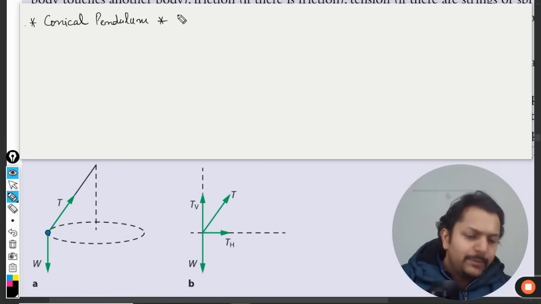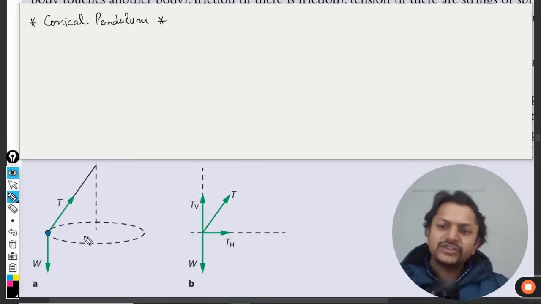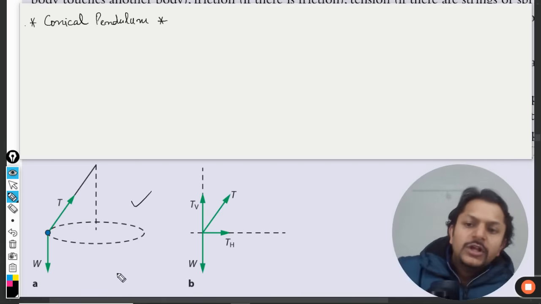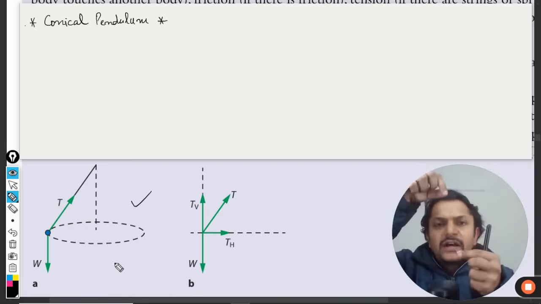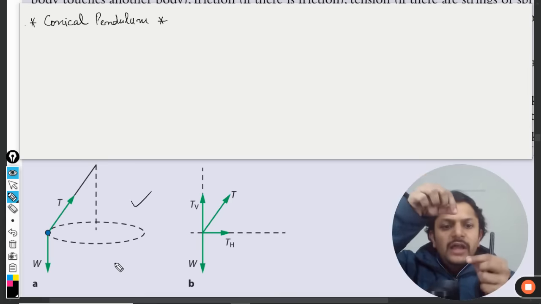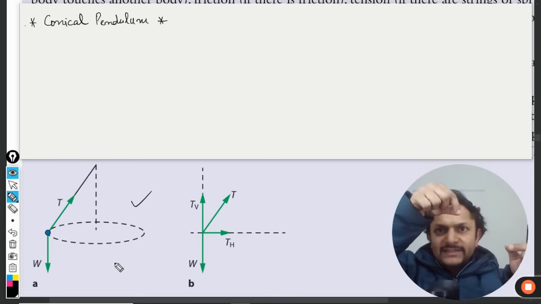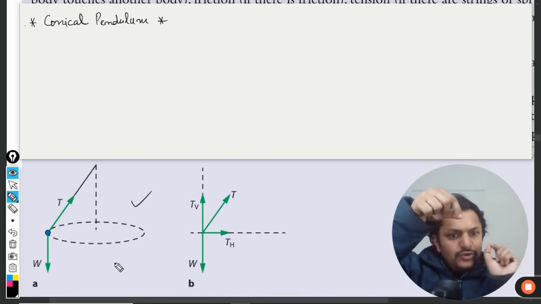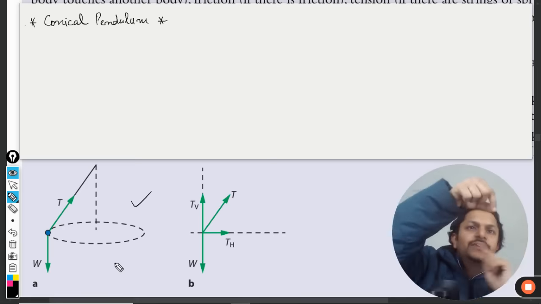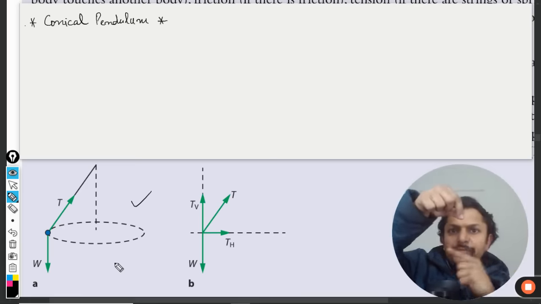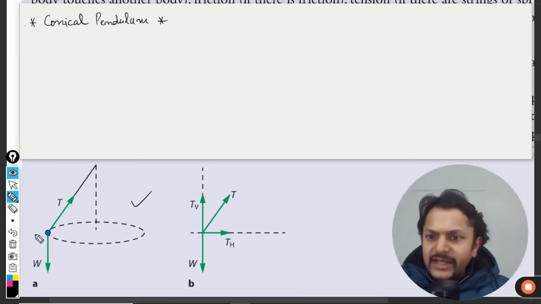Now, what is happening in this is the pendulum that is shown in front of you. Technically, there is a pendulum here, and you are keeping this pendulum like this, and then you throw it like this. So it will start moving like this. Now this is what is happening in this case.